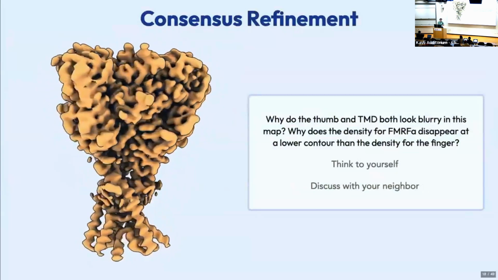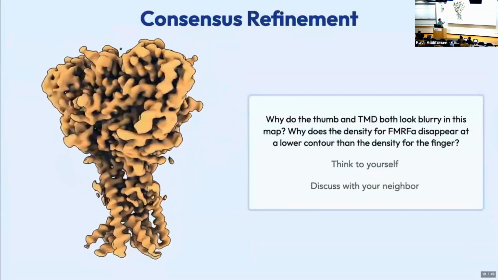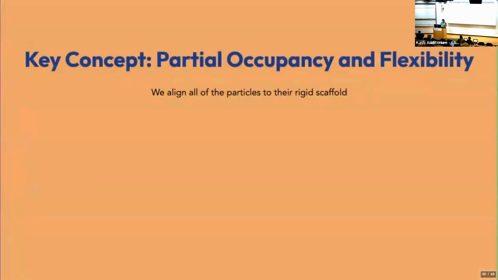Okay, so sounds like a lively conversation about the finger and thumb domain here. I think I heard a lot of people talking about flexibility, which is maybe there was a hint in the title of this part. But yes, the reason I think that we can't really see the thumb very well is flexibility. I think the reason we can't see the ligand very well is some combination of flexibility and partial occupancy, right? So these are important concepts when you're thinking about heterogeneity in general, right?